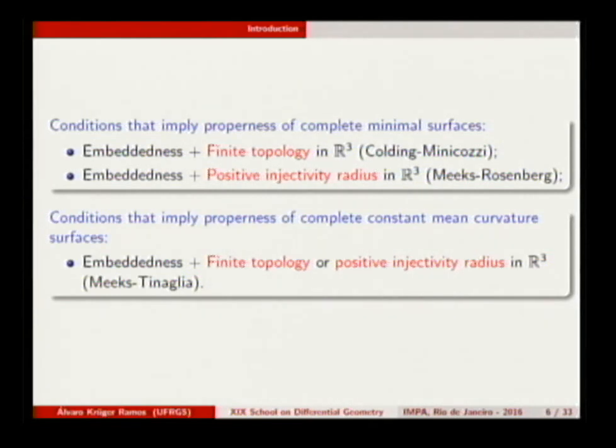There are some results, classical results by now, which imply properness of surfaces in some ambient spaces, especially in R3. The theory of Colding-Minicozzi says that if you are embedded with finite topology in R3, then you are proper. Then a little afterwards, Meeks and Rosenberg improved their result, showing that embedded and positive injectivity radius in R3 implies properness. And recently, Meeks and Tinaglia extended these results to the constant mean curvature case. So if you have finite topology or positive injectivity radius and you are embedded in R3, then you are properly embedded.